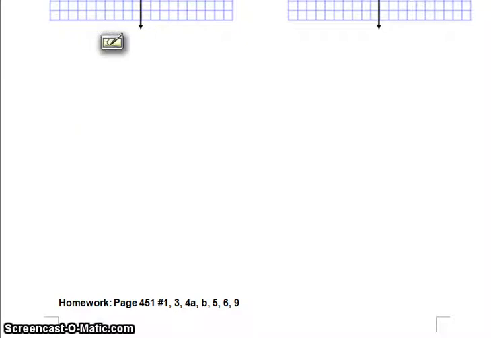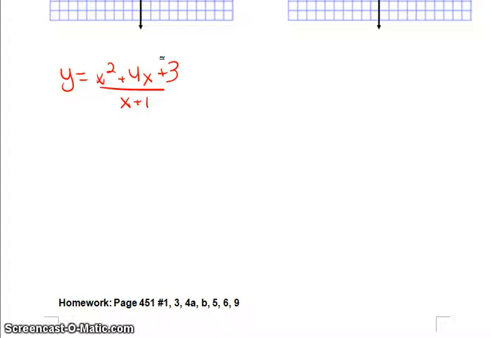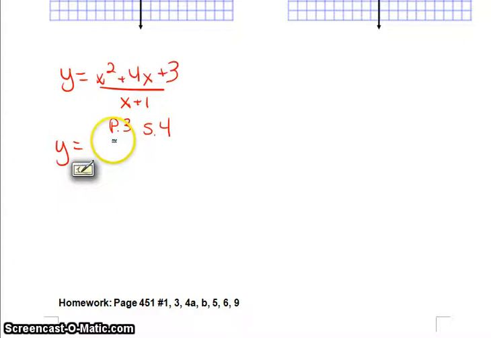For our first function here, we have y is equal to x squared plus 4x plus 3, divided by x plus 1. And here I'm going to simplify. We're going to factor the numerator, so we have y is equal to, and you have a product of 3 and a sum of 4. So what we'll have is x squared plus 3x plus x plus 3, divided by x plus 1.